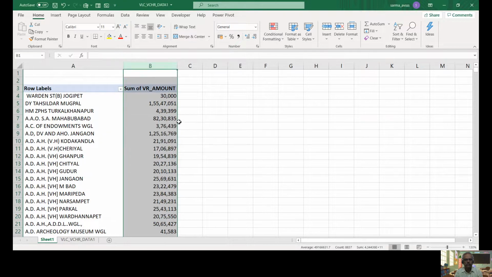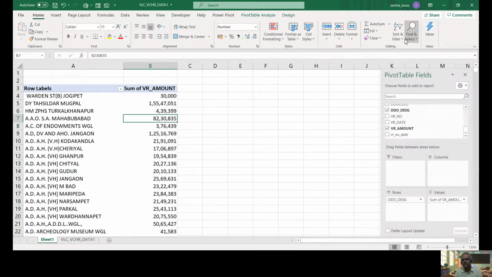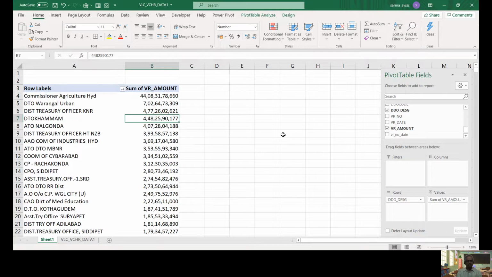Sorry, you need not select largest to right. So once we sorted this data based on the voucher amount, now you see the top spender is the Commissioner of Agriculture. He spent around 4,408 crores, 31 lakh 78,000.